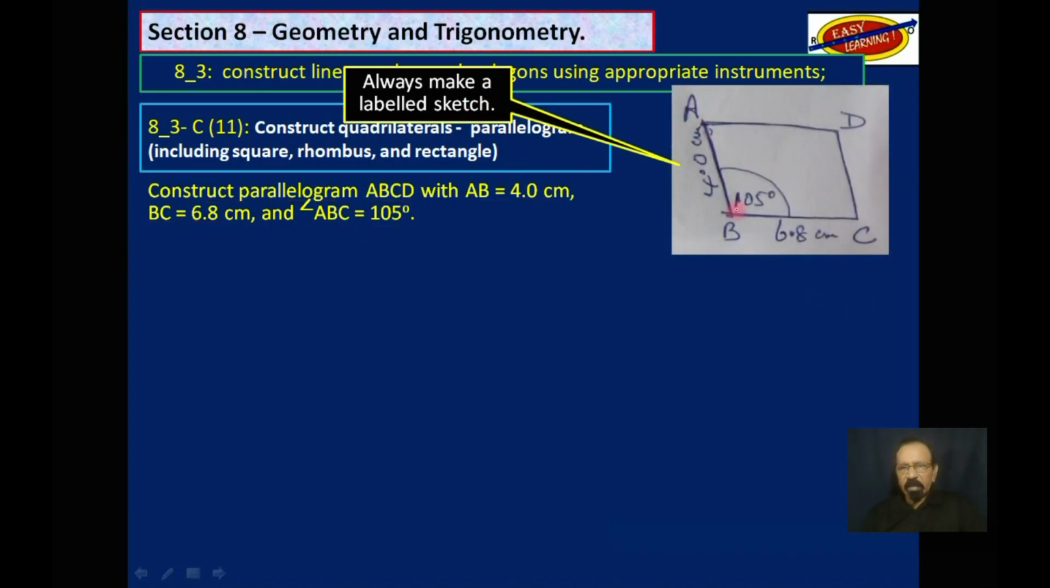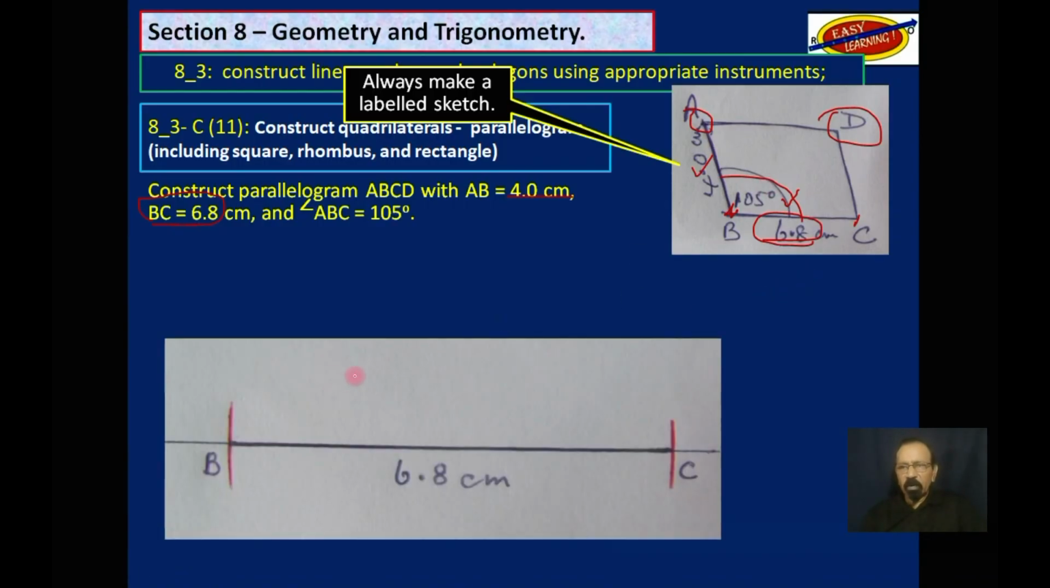So we take the longer side and make that the base. BC, 6.8 centimeters, that is this. We need an angle at B, which is 105 degrees, which is that. And that extends to A, which is 4.0 centimeters. And of course, D is out here. So that's a sketch. Now we have to construct that accurately without the use of a protractor.